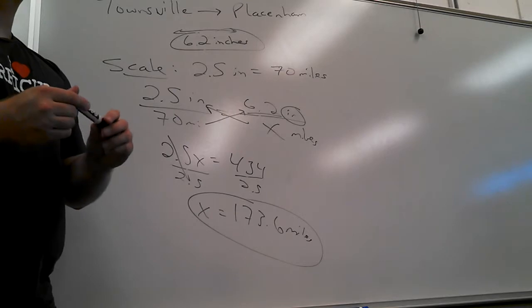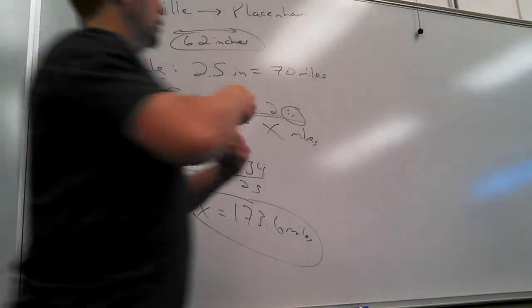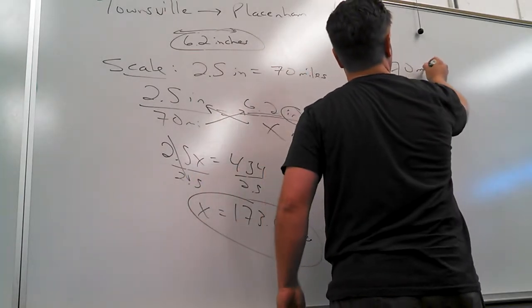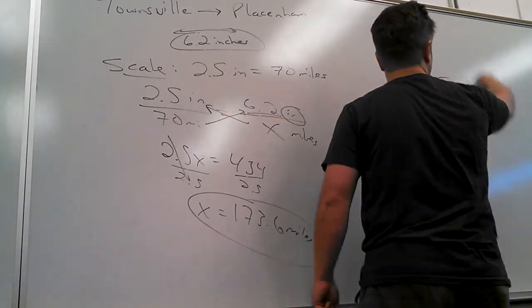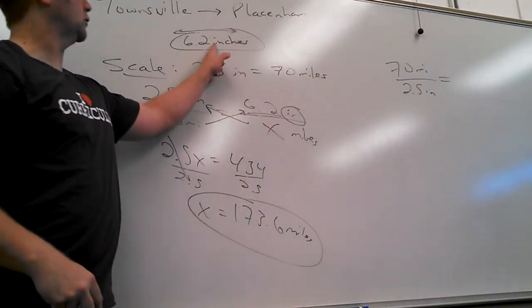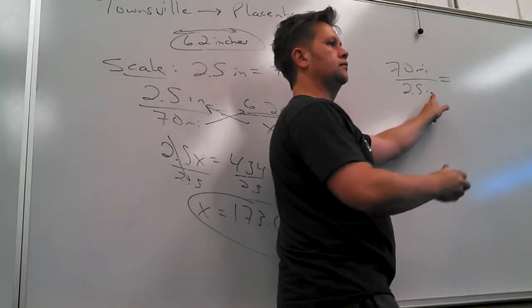But how do you know it's inches over miles again? You don't. You set it up. So, real quick, guys, I could have written this: 70 miles in reality is 2.5 inches on the map. But how would I set up this ratio here? 6.2 has to go on the bottom, because I just said inches are on the bottom.